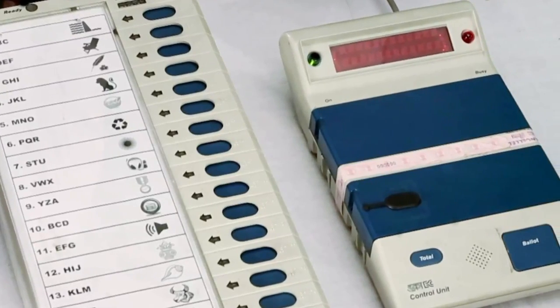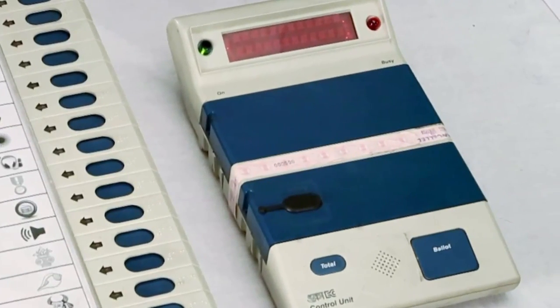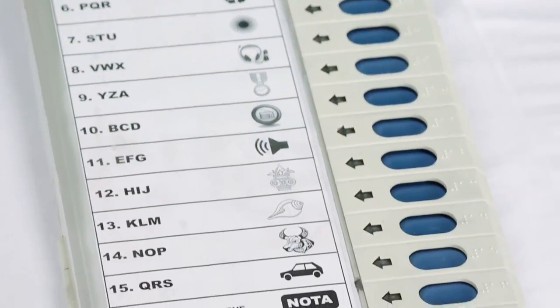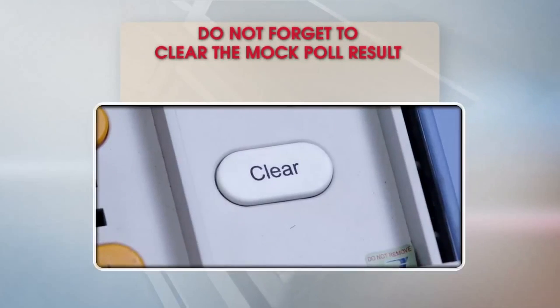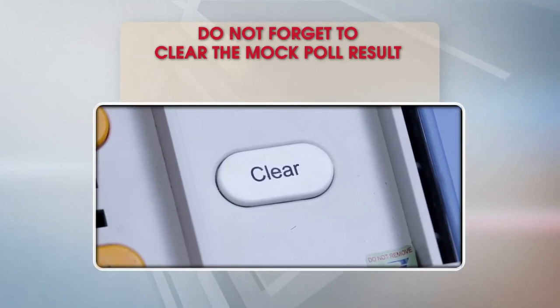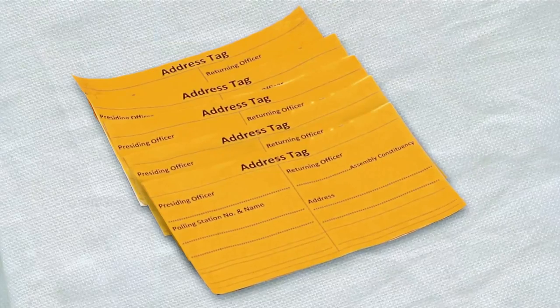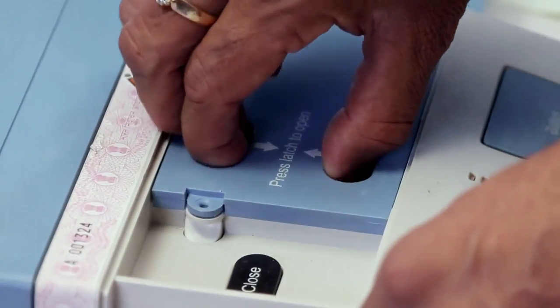The CU is working fine. It now needs to be properly sealed and tagged by the presiding officer. The ballot unit or BU is already sealed at the RO's level. Do not forget to clear the mock poll result and make a record to that effect in the mock poll certificate. After clearing the mock poll data, seal the CU using the prescribed seals and tags and make it ready for the actual polls.